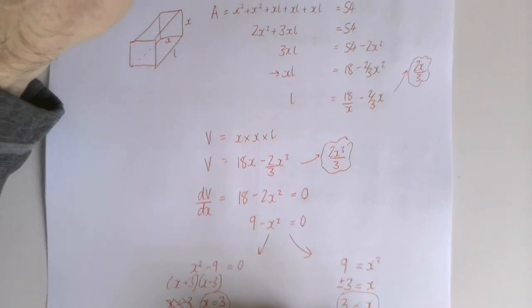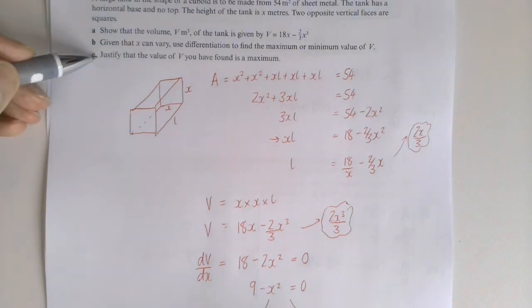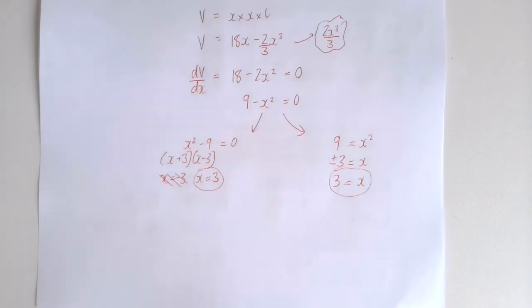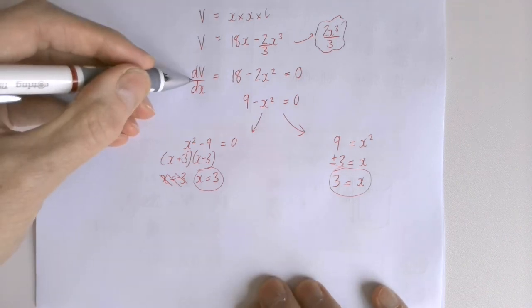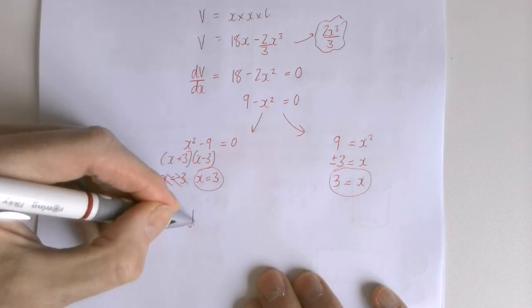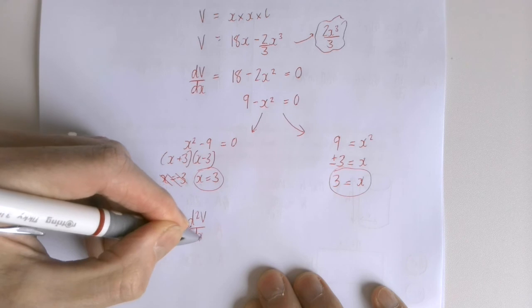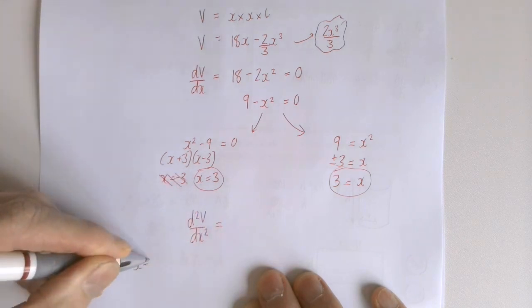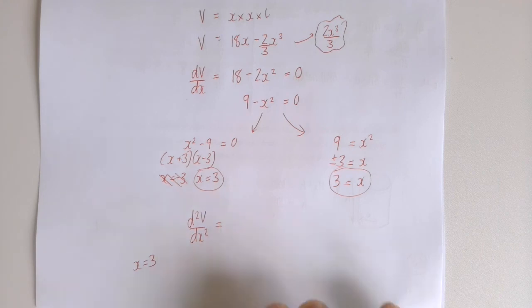In fact, we're asked to justify whether we found a maximum or minimum value, so we know how to do that. Common sense tells us that it's going to be a maximum, but let's prove it. So we've got dV/dx, so let's differentiate that again, substitute in the value of x at our turning point, and work out whether it's a maximum or a minimum. Go for it.